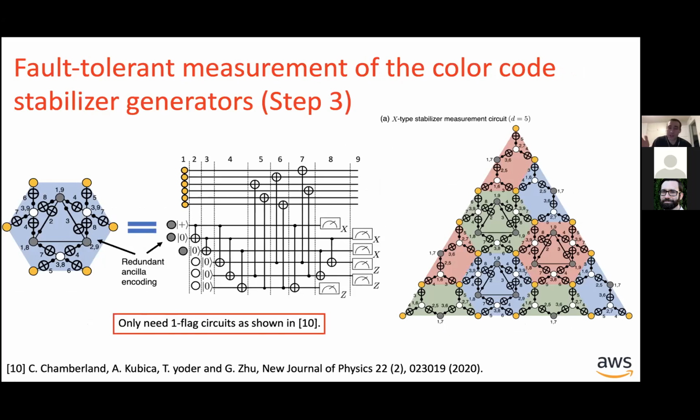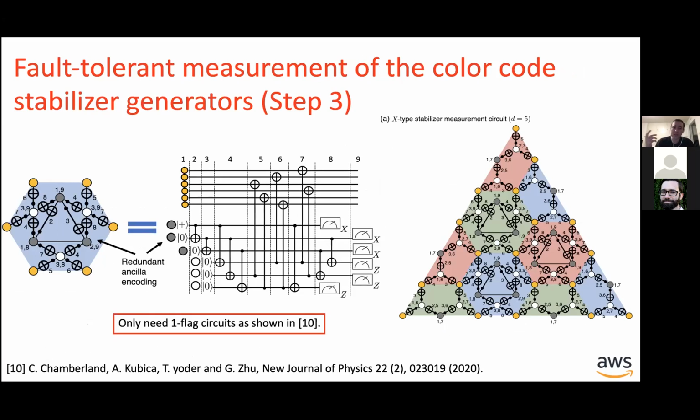So now the key is, okay, we have this nice growing step, and now we want to have a way to measure the stabilizers of the color code in a fault tolerant way. In this paper by myself, Alice Kubica, Ted Yoder, and Guanyu Zhu, what we showed is that for the color code, you only need 1 flag circuits to measure all the weight 6 stabilizers of the color code.